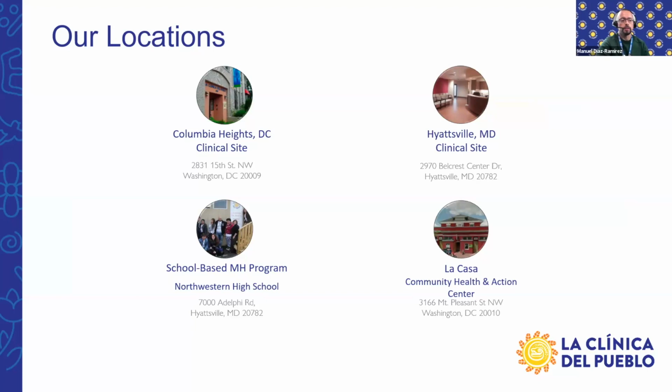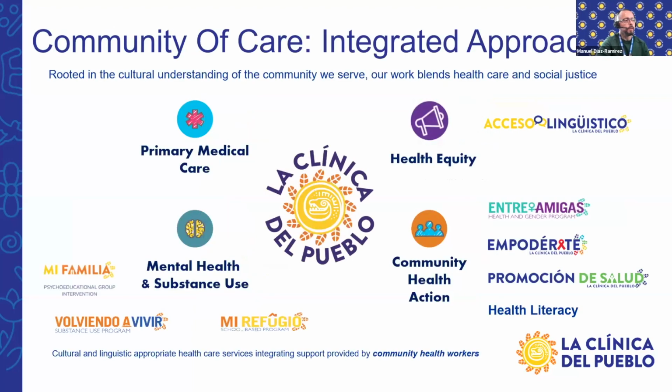The Empoderate Center, a safe space for the Latinx LGBTQ plus community, and our Entre Amigas safe space for Latinx women survivors of gender-based violence. We like to see ourselves as a community of care, implementing a model from a programs and services integration approach. We are driven by a collective of more than 130 employees, 30 peer health promoters, and more than 50 volunteers, many of them first-generation Latino immigrants.